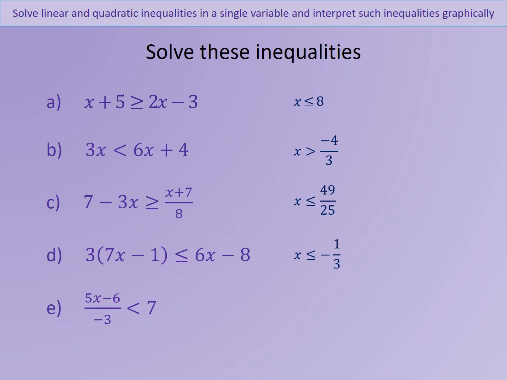And then finally in E, you are going to have to multiply by minus 3 to begin with, or that seems like the best option to me to start with. But when you multiply by that minus 3, don't forget to swap the inequality sign. And then you would add 6, you would divide by 5, and you will end up with x is greater than minus 3. So hopefully they are okay. If they're not, please contact your teacher and they will be able to help you with the solving of those 5.